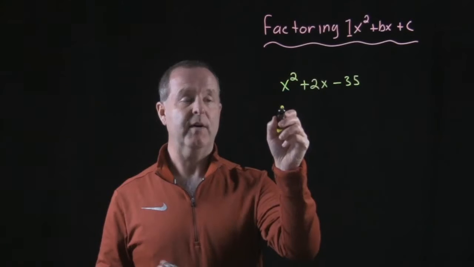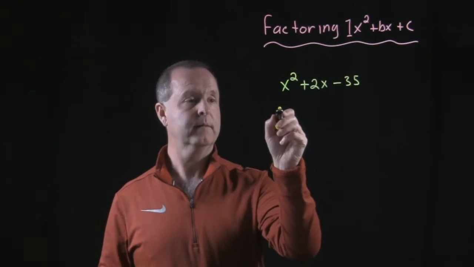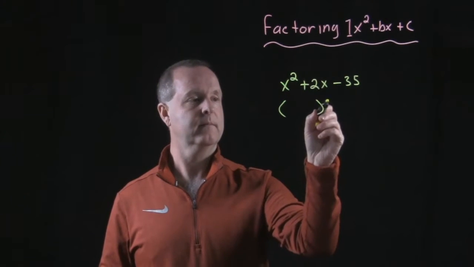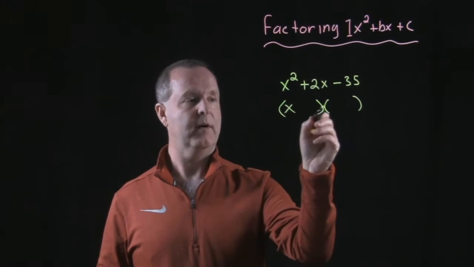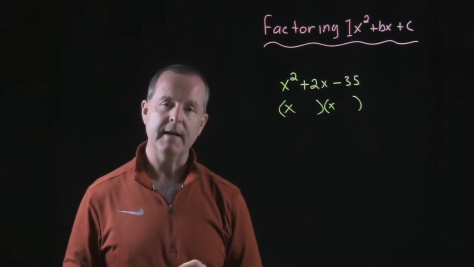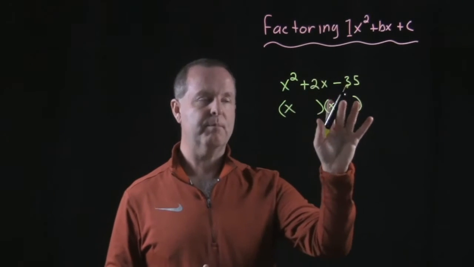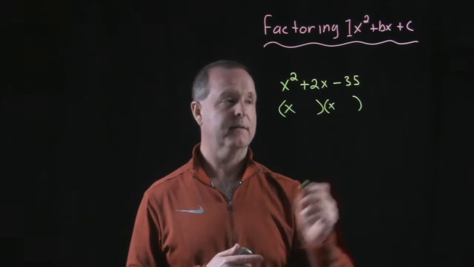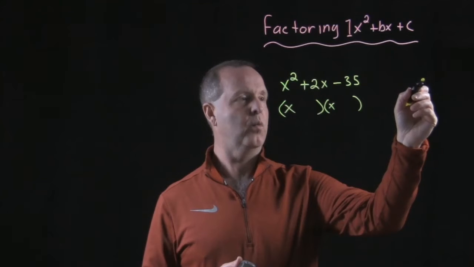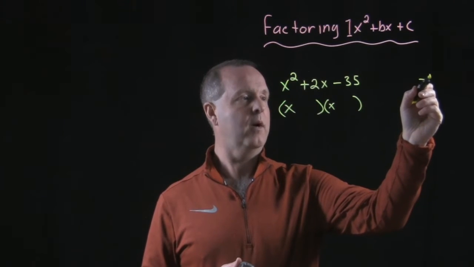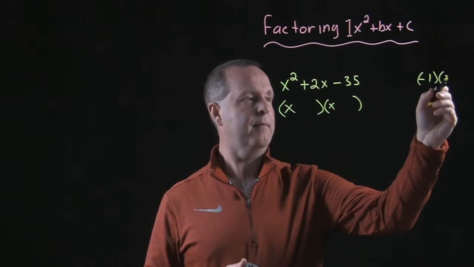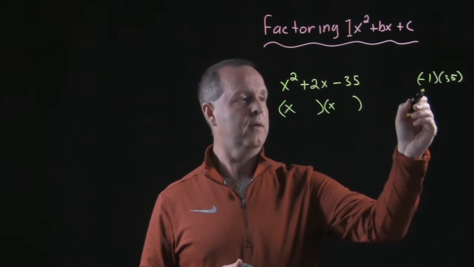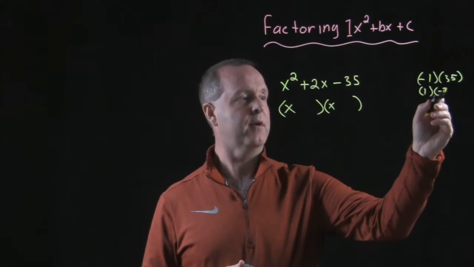X squared plus 2x minus 35. Let's begin our factoring process like we've done before. Two parentheses. First terms are x's. Now from here, we want to find all the factors that make a -35, and I'm going to list them off. So one could be -1 and a +35. The other one could be a 1 and a -35.